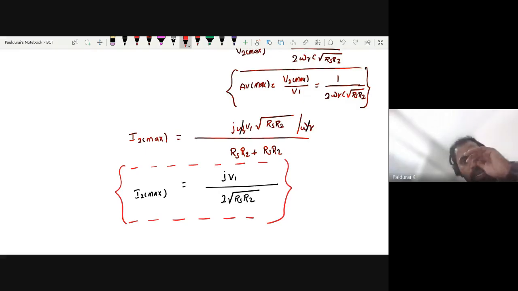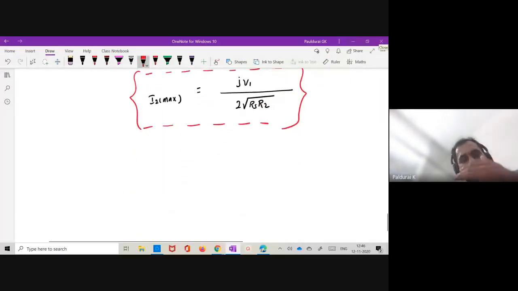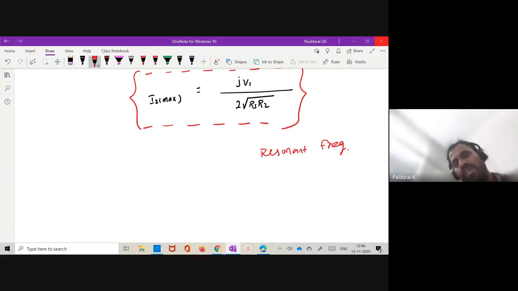Have I sent the material for coupled coils? Yes or no, at least? Otherwise I will send the material. In that I have given one problem. You want to find the resonance frequency. They will give the circuit and you want to find the resonance frequency, the output voltage at resonance, and the maximum output voltage, so V out max. I have given all the formulas.